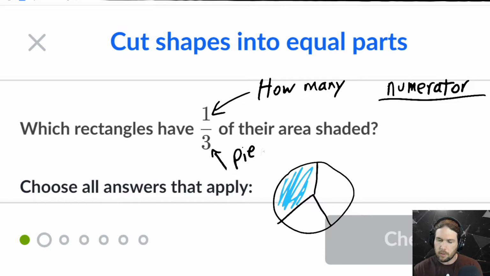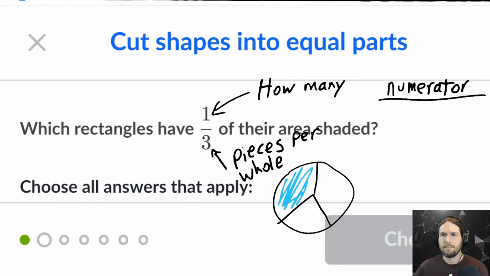Pieces per whole. It's another way of putting it. How many pieces, equal pieces, remember we just did that last problem, how many equal pieces make up one whole? And that's called, just like with money, there's a 1 or a 5 or a 10 on that bill that tells you how much it is, right? It tells you how much it is. Oh, that's an excellent way of putting it.